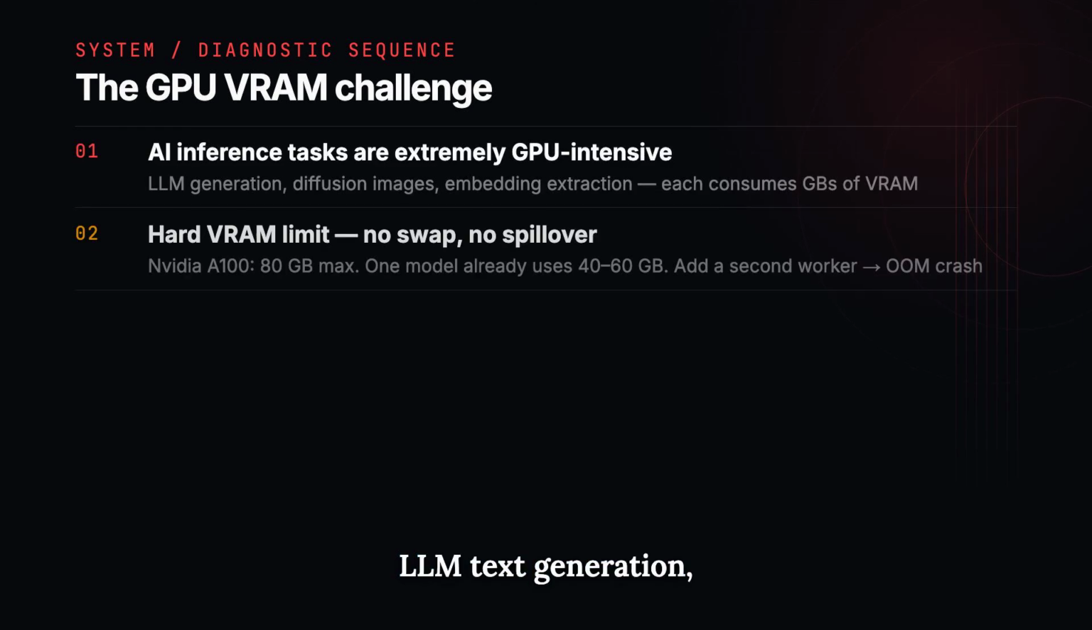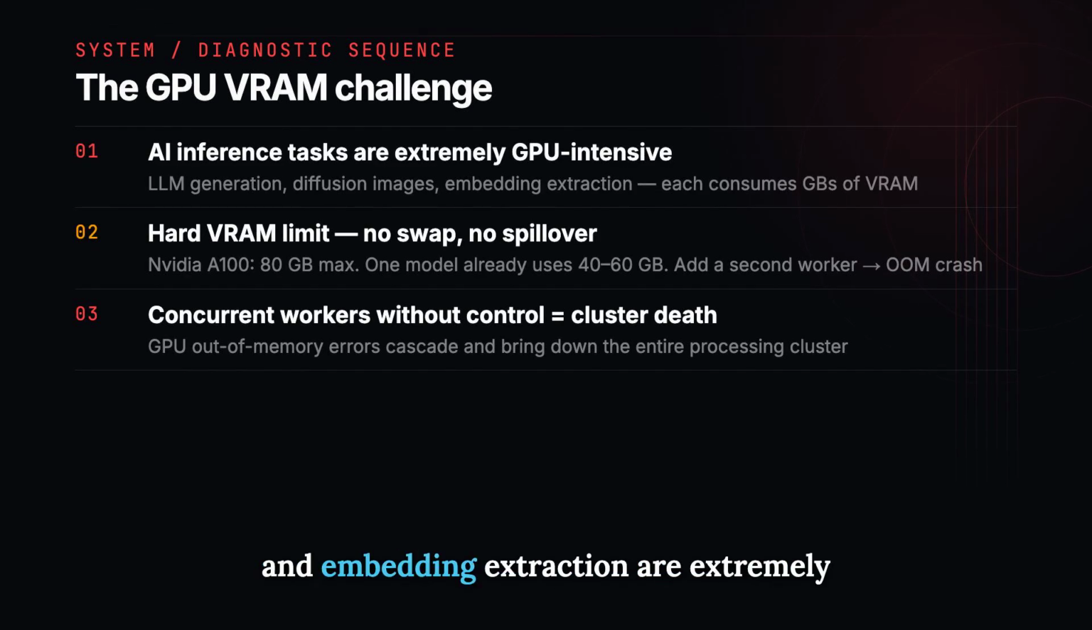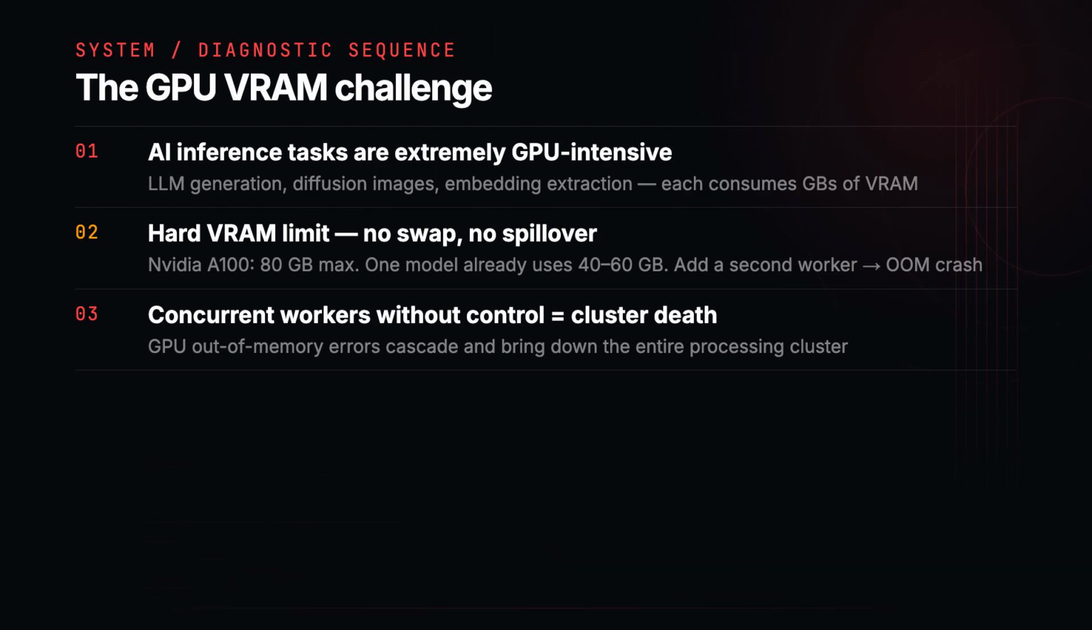LLM text generation, diffusion image generation, and embedding extraction are extremely GPU-intensive. A dedicated GPU like the NVIDIA A100 has a hard VRAM limit. If workers process tasks concurrently without any control, GPU out-of-memory errors can immediately bring down the entire processing cluster.